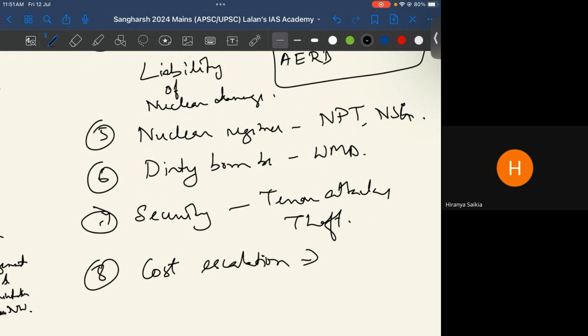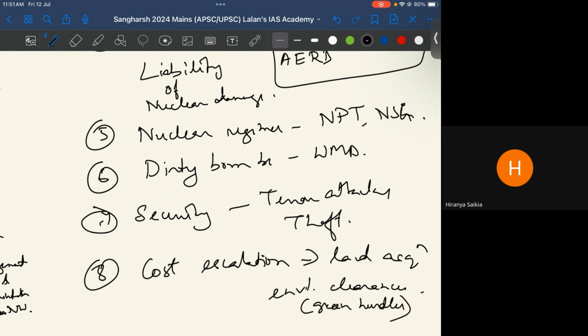Cost escalates because land acquisition is a problem. It takes time. Then environmental clearance, green hurdles. Green hurdles are a key topic. Earlier I mentioned NGT, the National Green Tribunal.